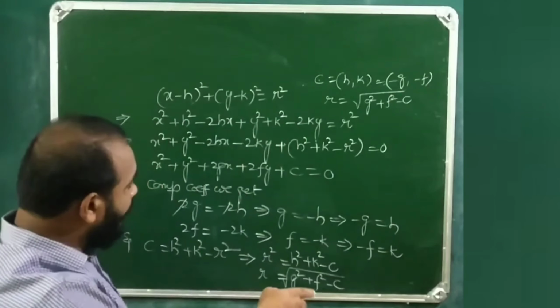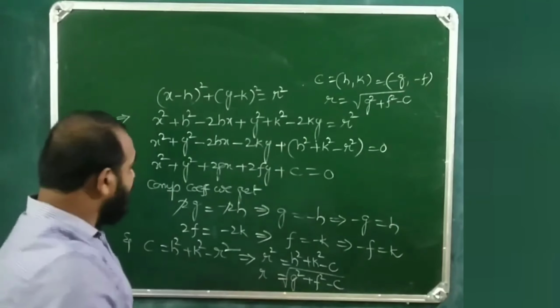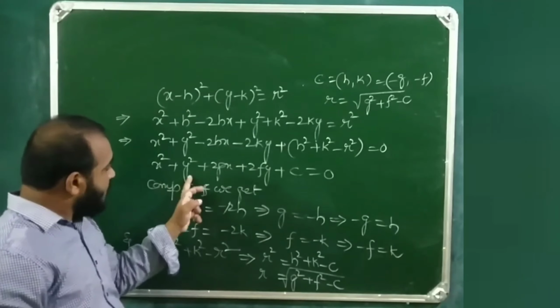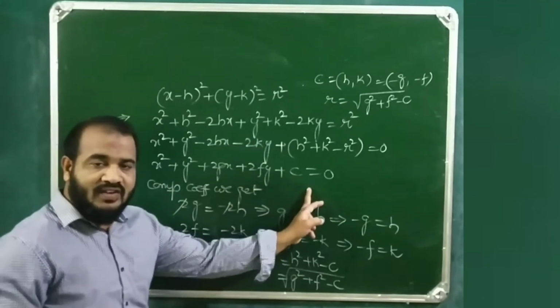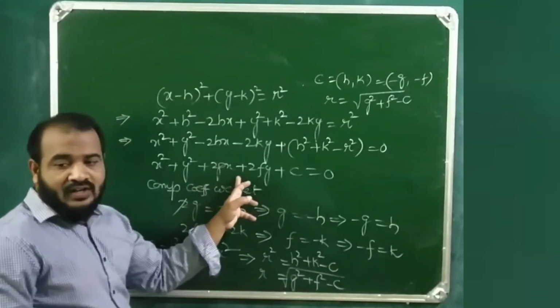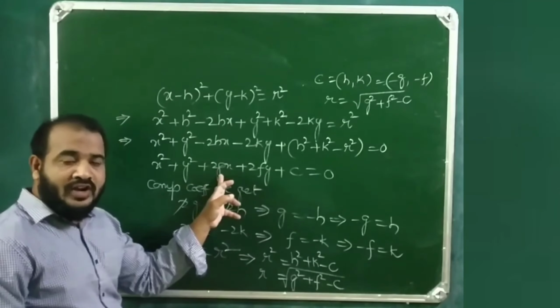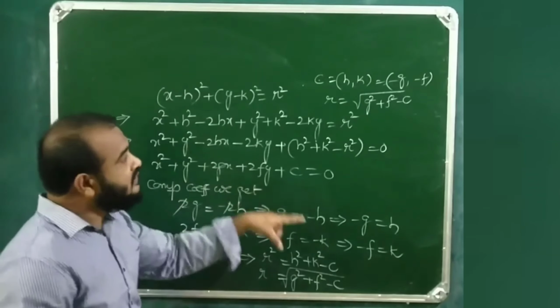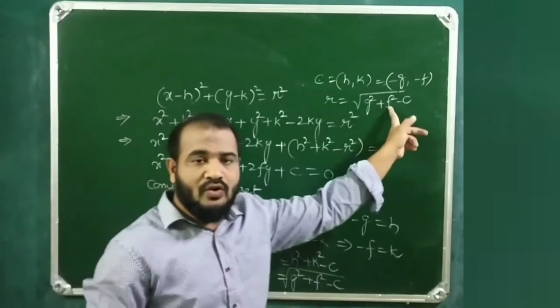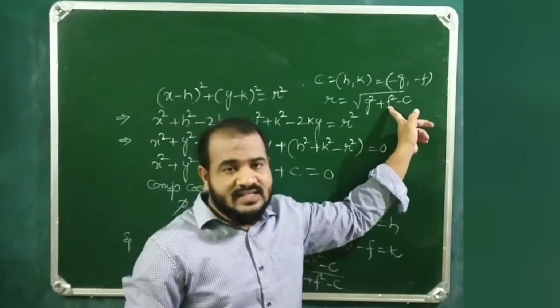Therefore, we conclude that the equation x square plus y square plus 2gx plus 2fy plus c is equal to 0 also represents the equation of the circle, and this circle is said to be the general form of a circle whose center is (minus g, minus f) and radius r is equal to square root of g square plus f square minus c.